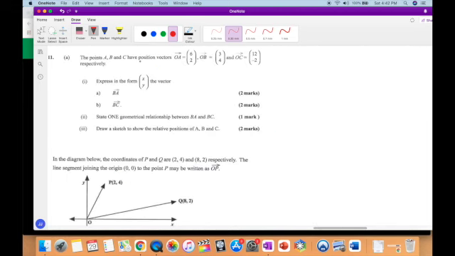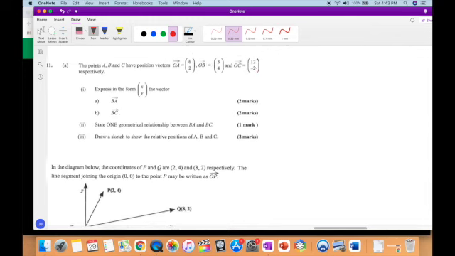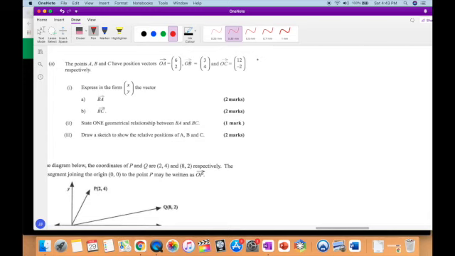Shazay, how are you feeling about this? The points A, B, and C have position vectors that, and that. Express in the form XY the vector that and that. Let me draw a little sketch for this. So OC is 12 on the x-axis: 1, 2, 3, 4, 5, 6, 7, 8, 9, 10, 11, 12. And then -2 on the y-axis: 1, 2. So this here is the point C, which is 12 on the x, -2 on the y.